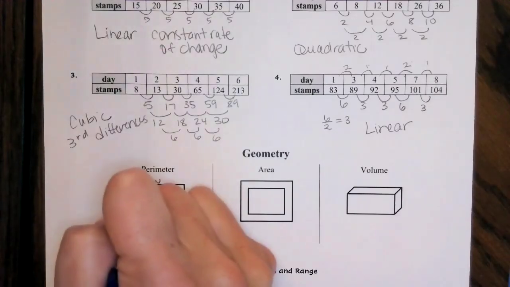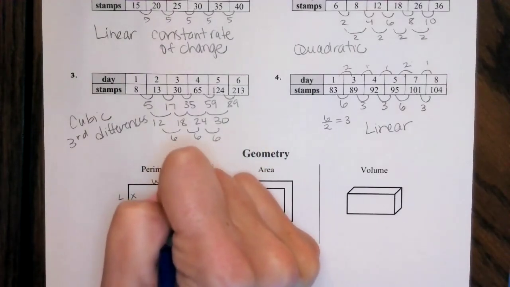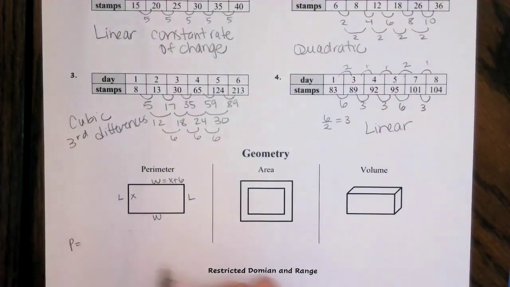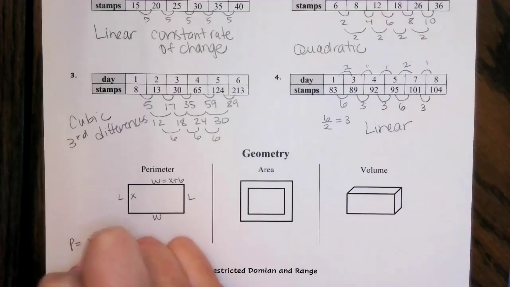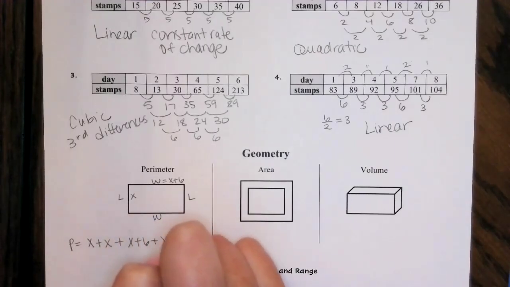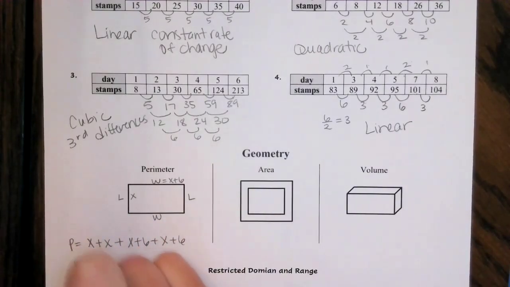Now, let's say that the length was x and the width was x plus 6. If I found my perimeter, I would do x plus x. There's my two lengths. And then I would do my two widths, so x plus 6, x plus 6. And so x and x is 4x, and 6 plus 6 is 12. So we get a linear function here.